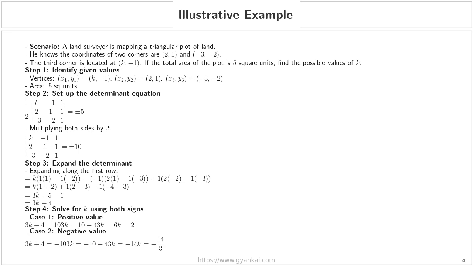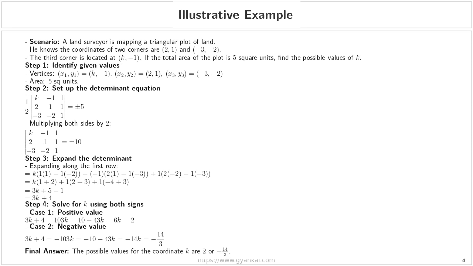In case 2, we set the expression equal to the negative value, 3k plus 4 equals -10. Subtracting 4 from both sides gives us 3k equals -14. Therefore, k equals -14 thirds. To conclude, our final answer is that the possible values for the coordinate k are 2 or -14 thirds.